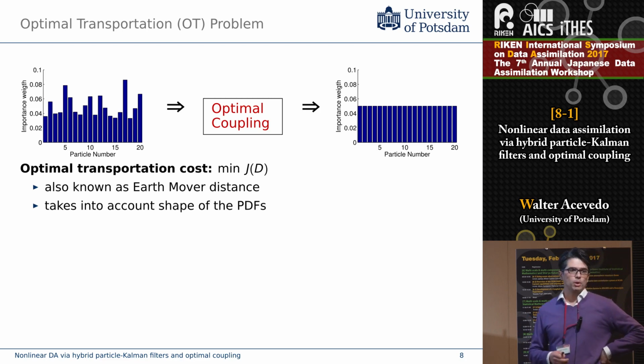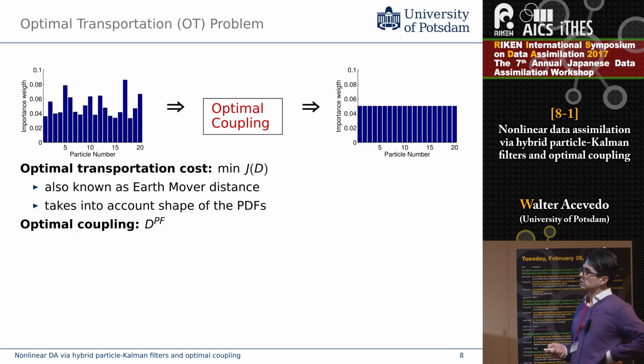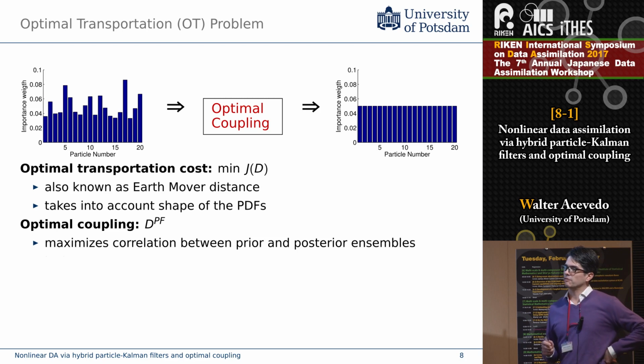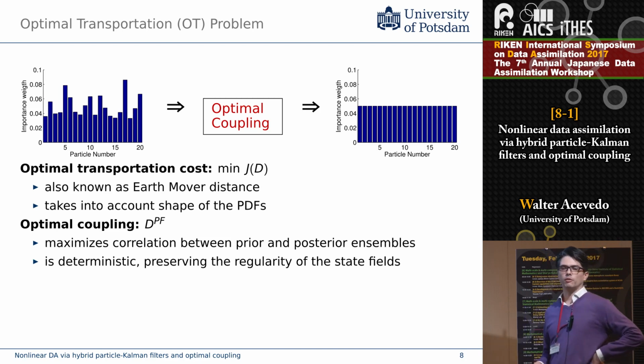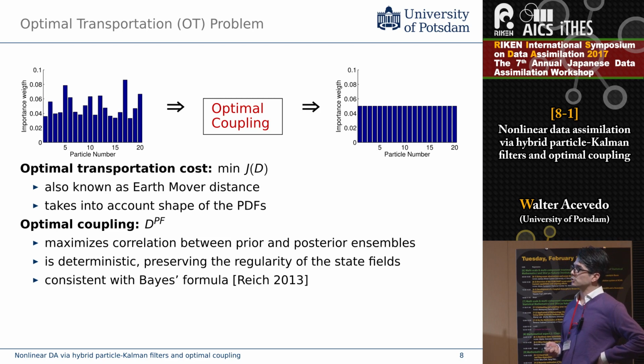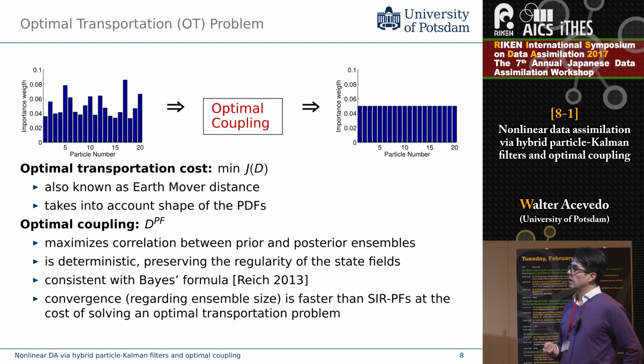And as opposed to other distances in probability spaces, it takes account of the shape of the PDFs. And the corresponding transportation plan is called the optimal coupling, which has the very interesting property of maximizing the correlation between forecast and analysis. Furthermore, it's deterministic, and because of that, the fields we get are going to have the same regularity as the forecast weights, as the forecast states. Well, this setting is consistent with Bayes formula as shown by Reich in 2013, and furthermore, because of this maximization of the correlation, the convergence is faster compared to sequential importance resampling particle filters. Of course, at the cost of solving a more expensive problem, that is the optimal transportation problem.